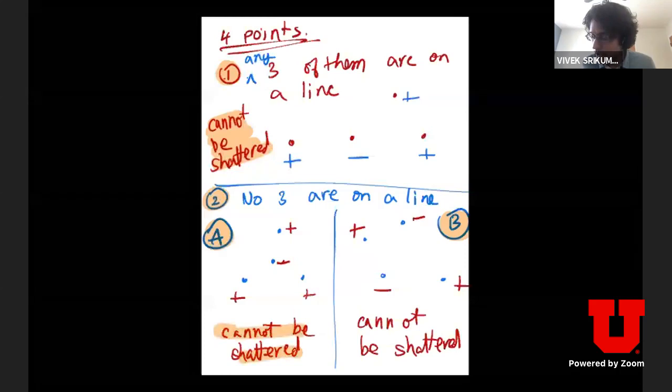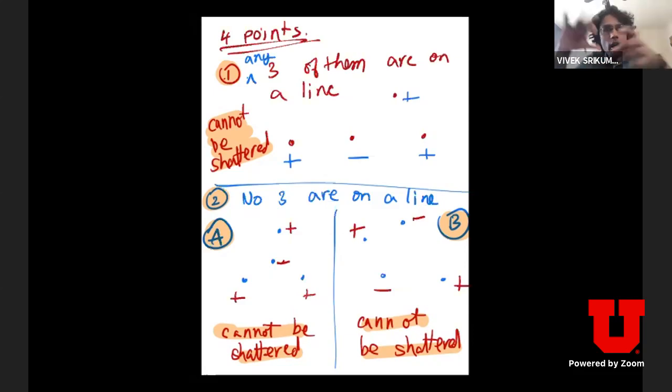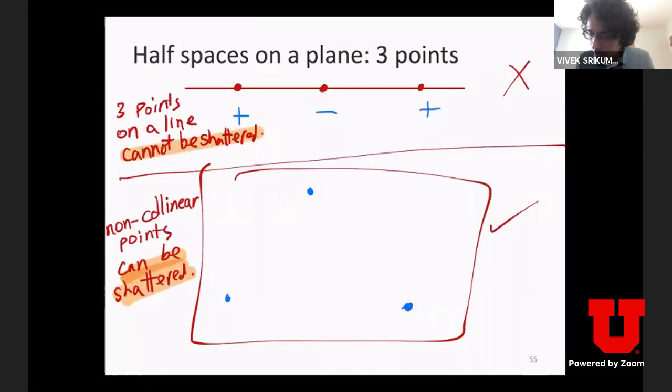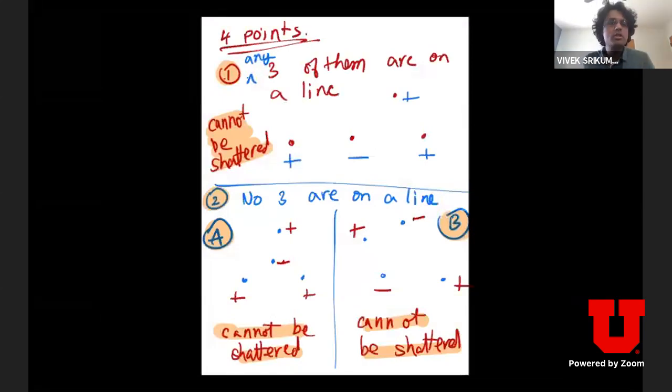In the first case, it cannot be shattered. In the second case, also it cannot be shattered, which means no arrangement of 4 points, it doesn't matter how you place the 4 points on a 2D plane, can be shattered. So what we have shown is 4 points cannot be shattered using a linear classifier. 3 points is kind of a mixed thing. There exists some arrangement of 3 points that can be shattered, and there exist some arrangements that cannot. In the case of 4 points, there's no such confusion. No arrangement of 4 points can be shattered.